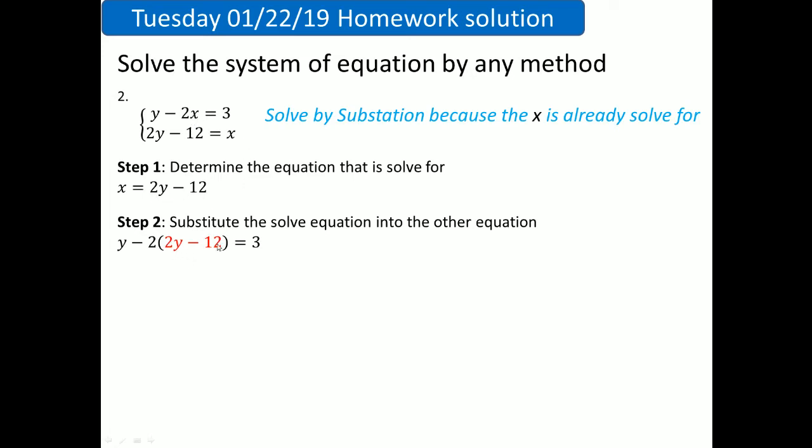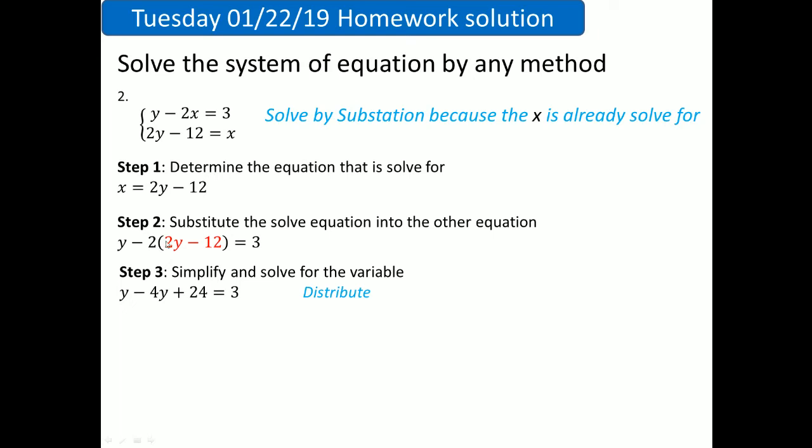The x was replaced by 2y minus 12. You see it right here in red. That red is a result from substituting or replacing x. x was replaced by 2y minus 12. Okay, now I can simplify and solve for the variable.